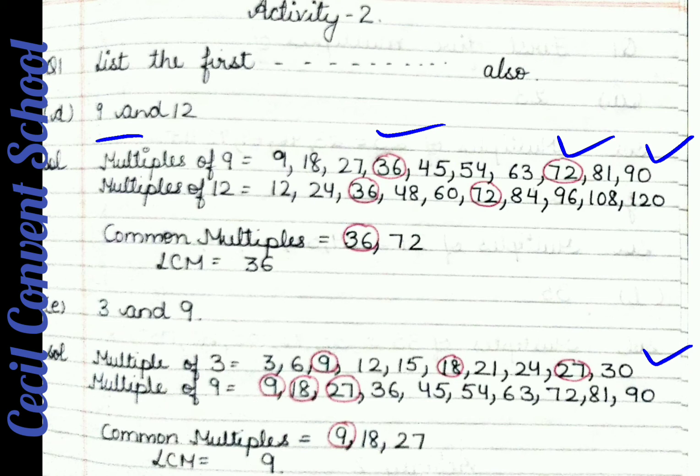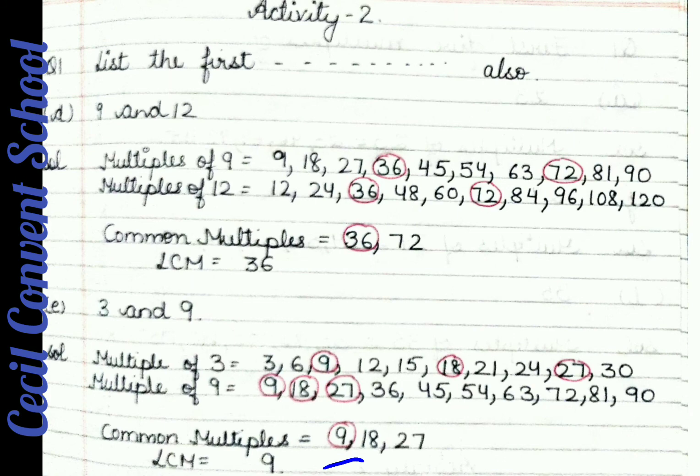Now students see which ones are common multiples in both the tables. I find out 9 is common in the 3 table and the 9 table, so I will write it here also. Then see 18 is common in the 3 and 9 tables, we will write here. Then see 27 is common in the 9 table, we will write there. Now in common multiples, which one is the lowest common multiple? That is 9. So we write LCM is equal to 9.